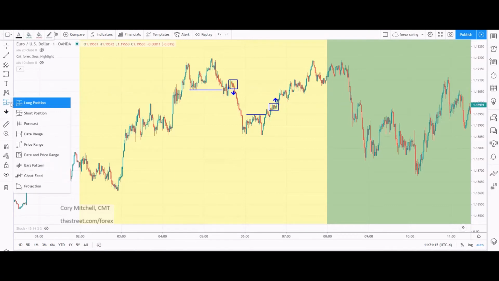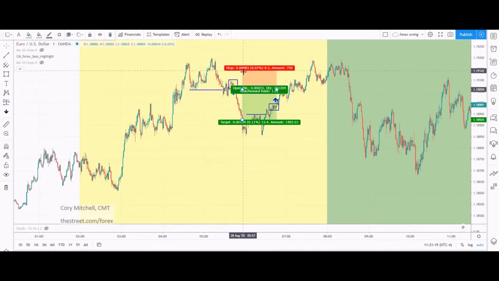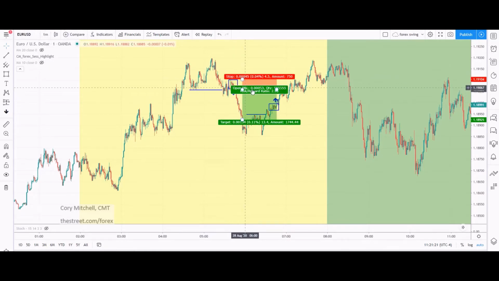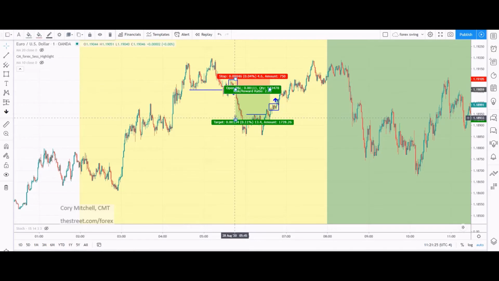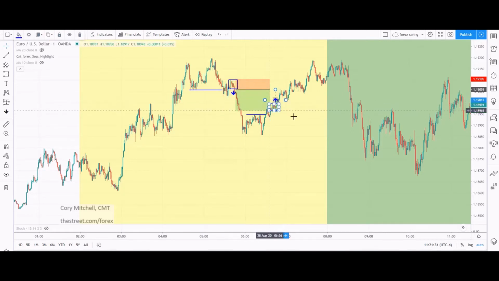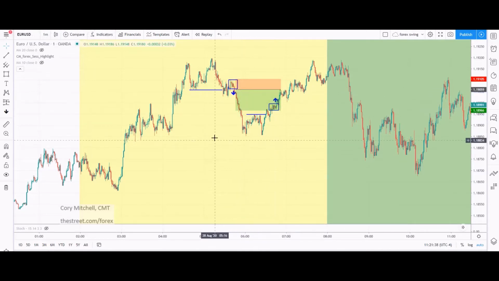Stop loss goes just above. So our entry is going to be down here. Stop loss just above. And it's going to look something like that. And the simplest way is just a 2-to-1 reward to risk. So we can see on there, that's about a 2-to-1 reward to risk. We capture a nice chunk of the move.